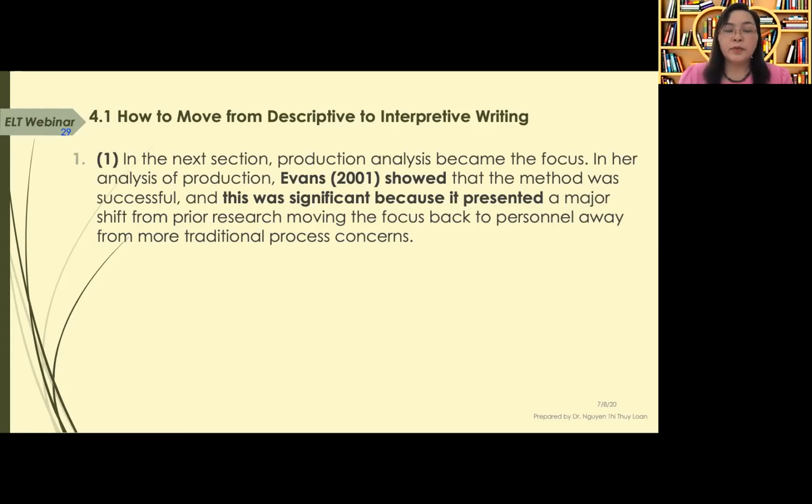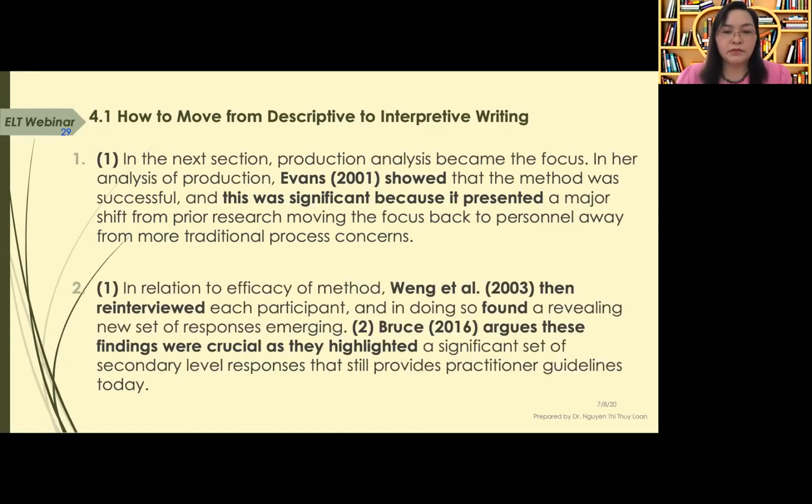The descriptive part here, as you can see, first mentions what Evans 2001 found. And the interpretive part here shows the writer's interpretations. "This was significant because..." So you see, all the time we need to have two parts in writing the literature review chapters. Okay. Now the second example with two sentences.